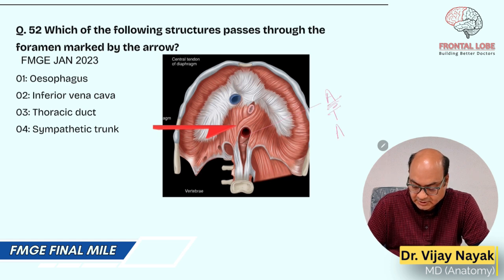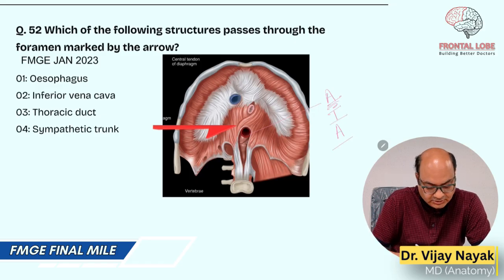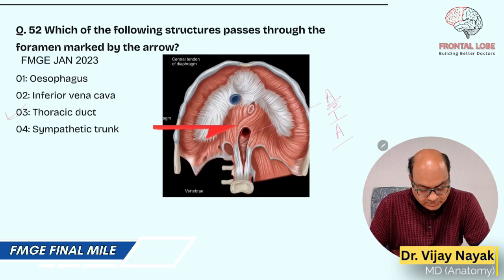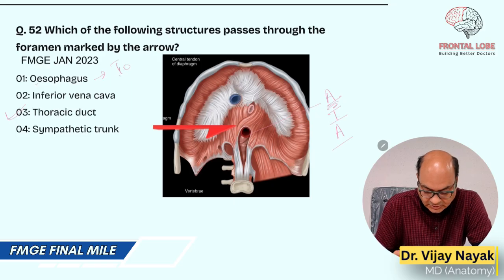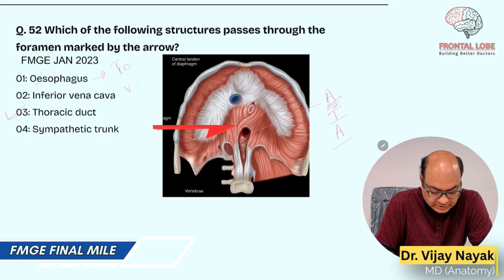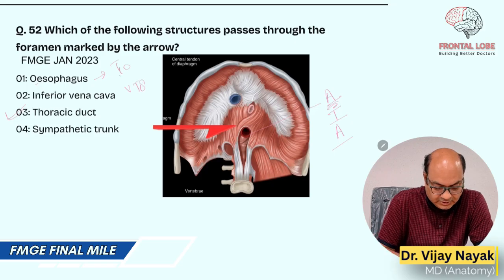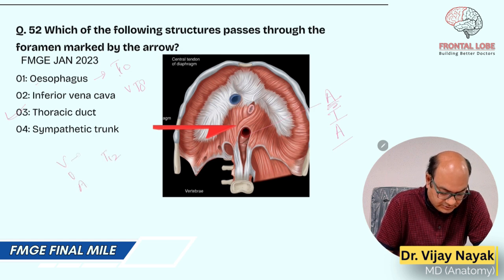Aortic opening transmits thoracic duct and azygous vein as well. So in the options we can see thoracic duct. So this is the answer. Thoracic duct is also passing. Esophageal opening, as we have discussed, is at the level of T10. IVC is at T8, and aortic opening is at the level of T12. So remember: V, vena cava opening, 8.